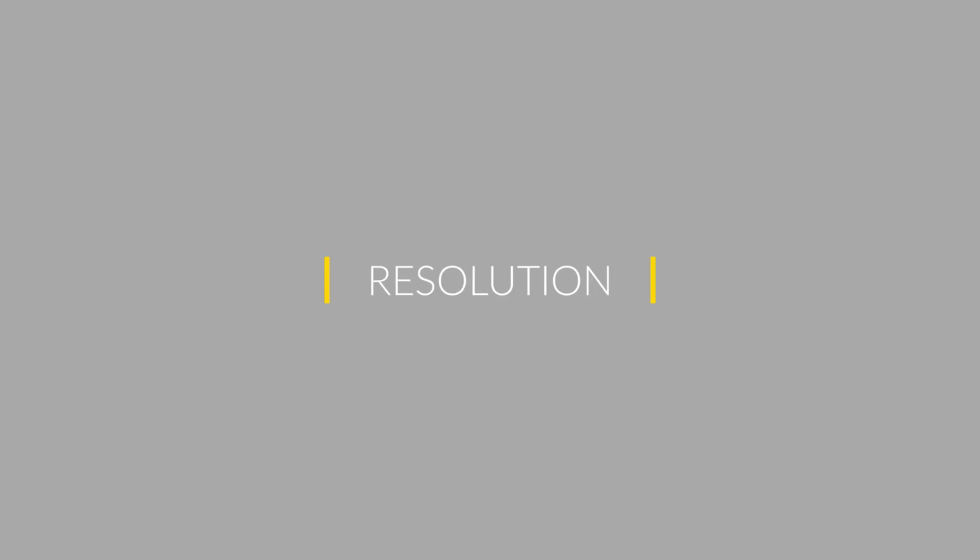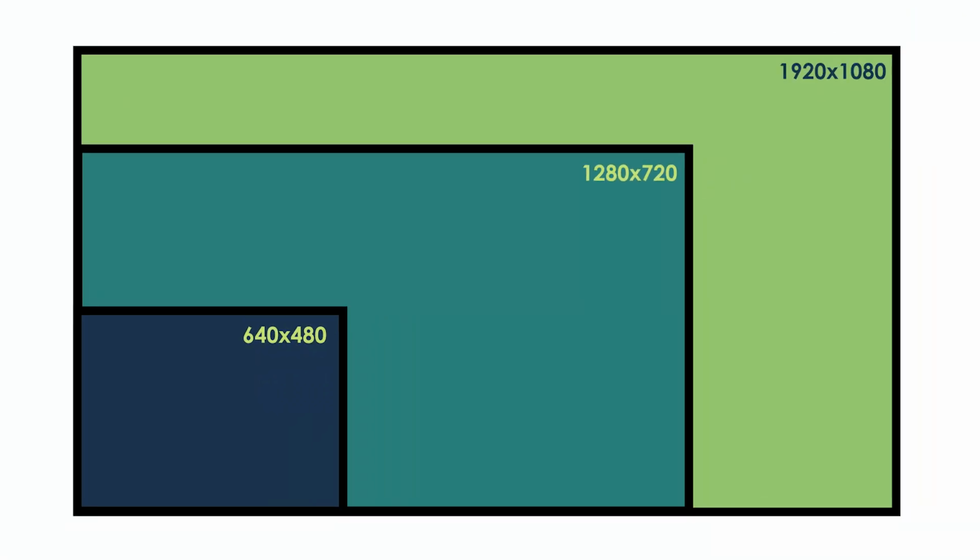The first thing that we're going to talk about is resolution. And as you probably already know, resolution refers to the amount of pixels that make up an image. If we look back just a few years, standard definition TV was 640 pixels by 480. Next up, we had HD ready TVs that were 1280 by 720 pixels. We then moved into full HD, which was 1920 by 1080.